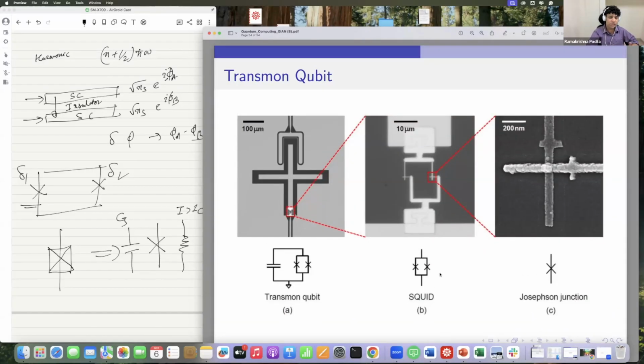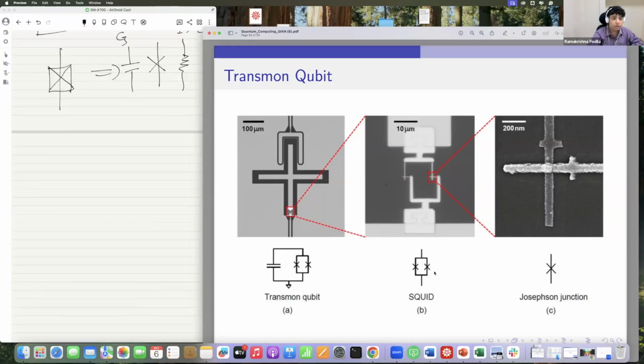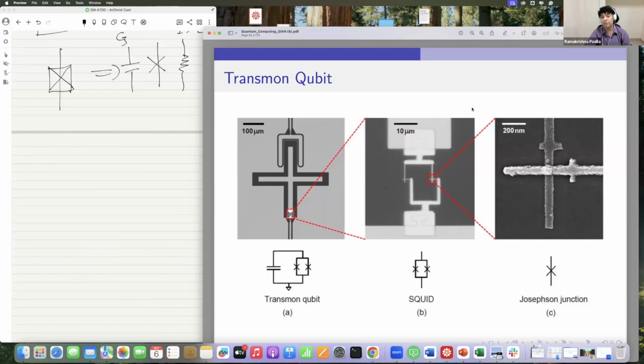And so this is just a recap for revision. Today, what I would like to do is get into how we use these transmon qubits to make quantum gates and quantum circuits.